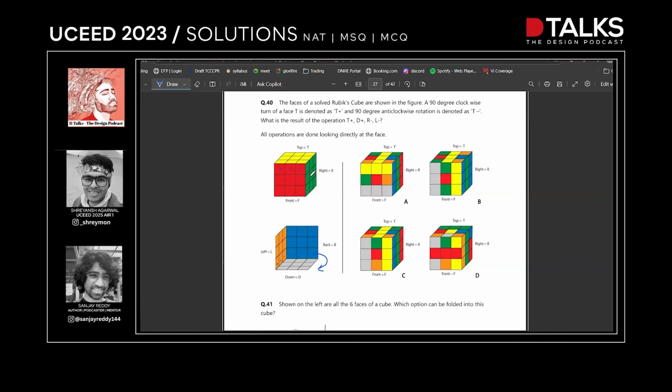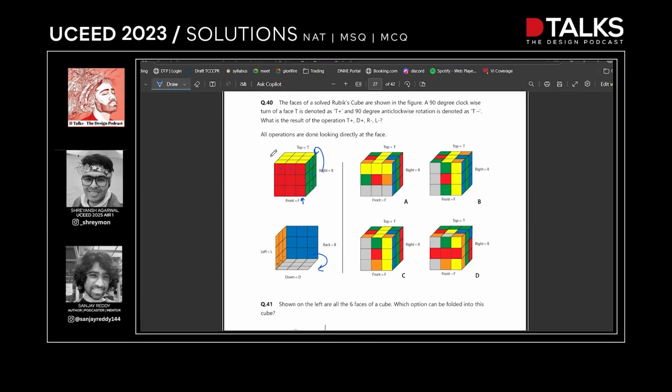Then R minus. So we're looking at R and then rotating them anti-clockwise like this. Then this green dot that was here is now over here on down, right? And these three are going to be straight, right? So there's gonna be a straight green line. Then the last one is L minus.